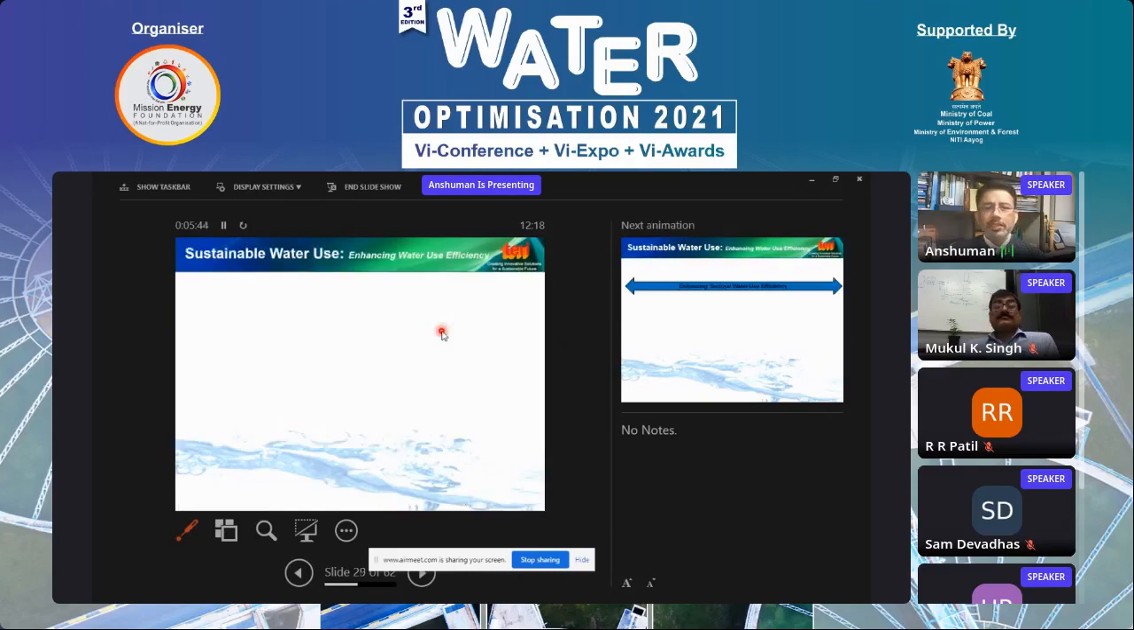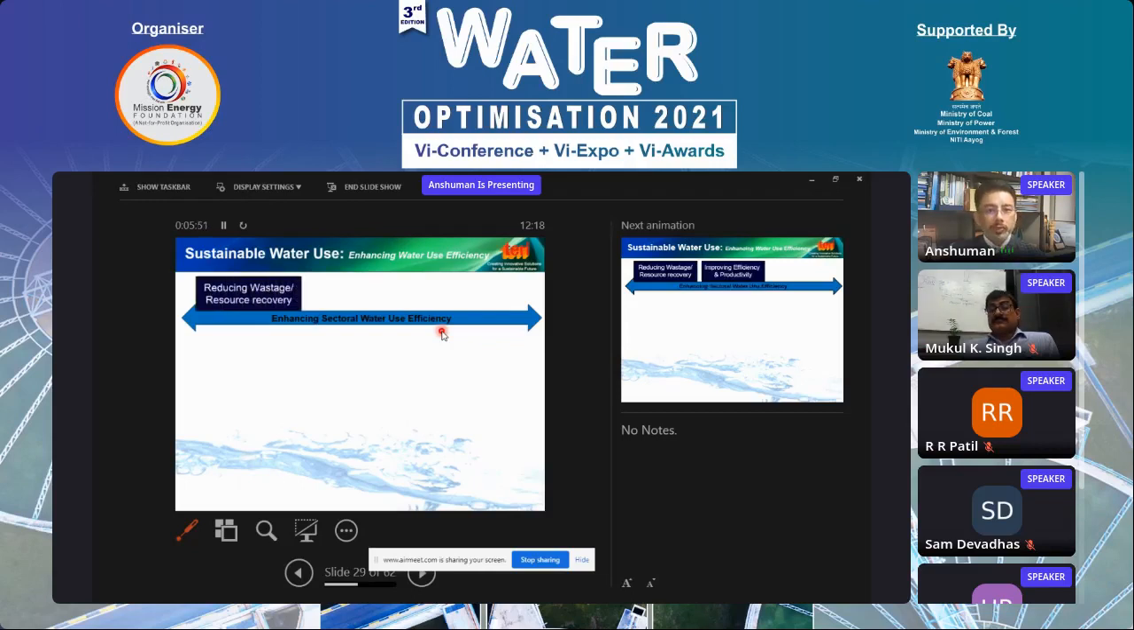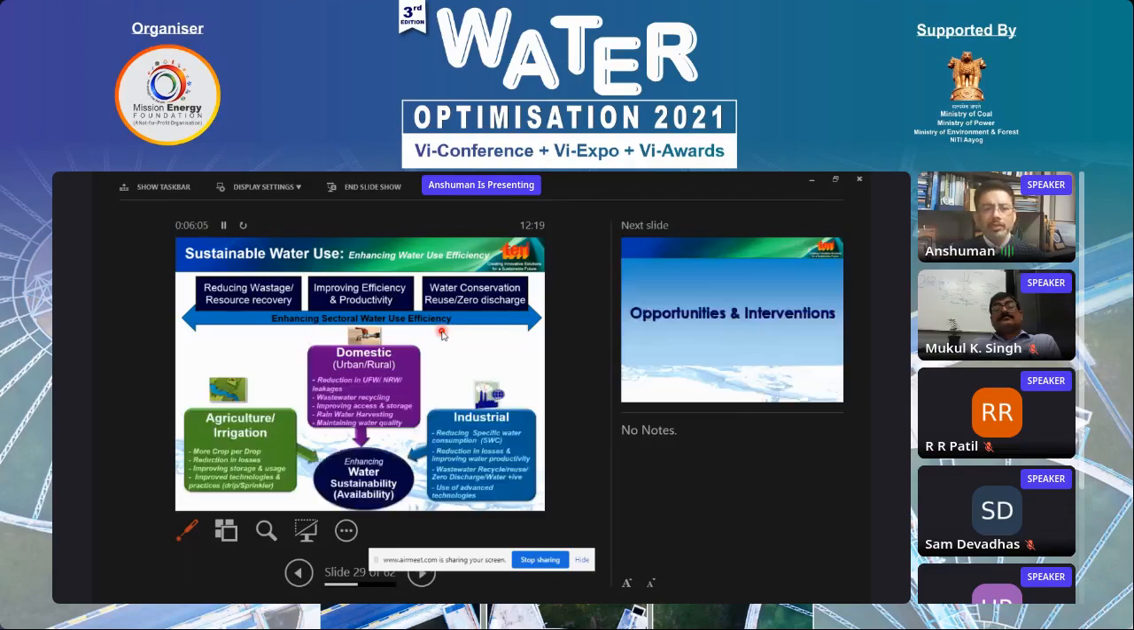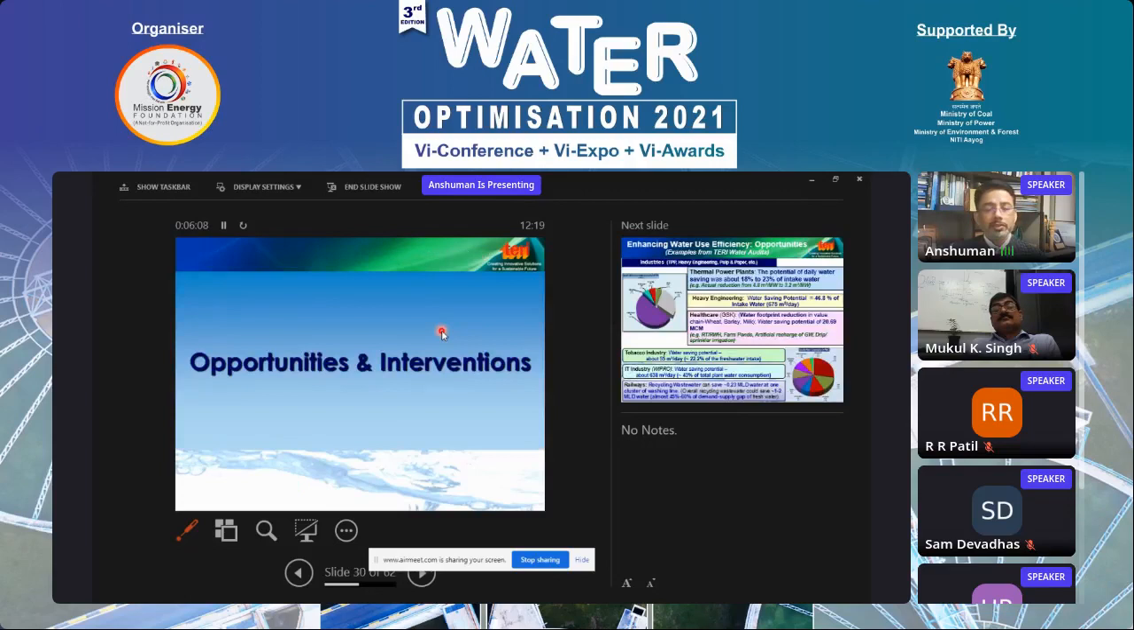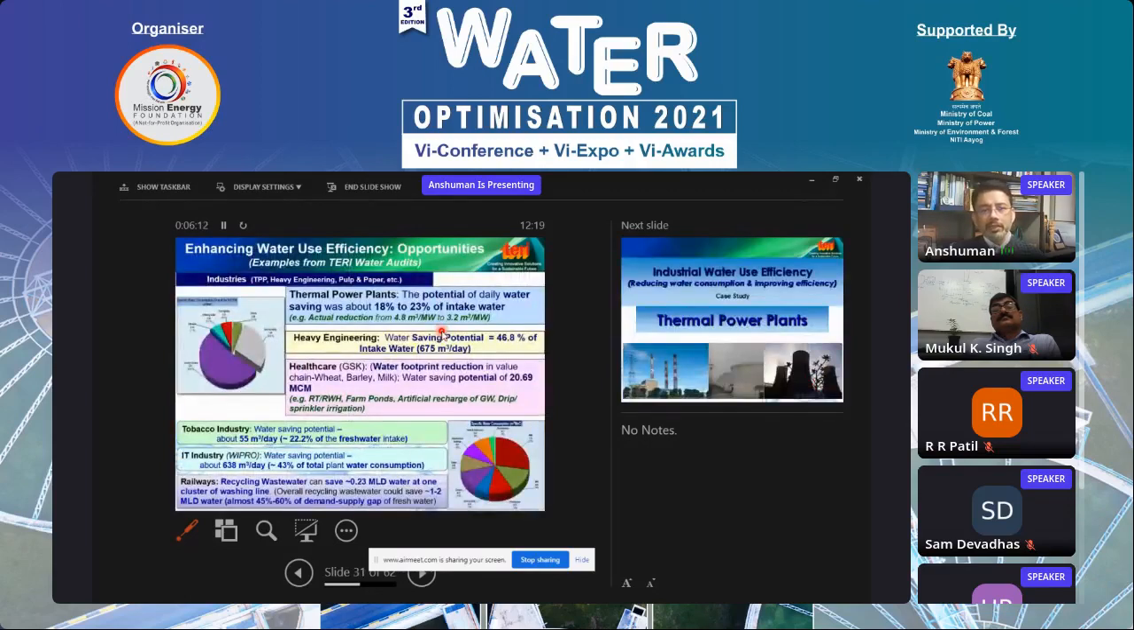What needs to be done is to look into a very comprehensive approach of enhancing water use efficiency, reducing our wastage, moving towards resource recovery, improving water use efficiency and productivity as well, and also focusing on conservation, recycle, reuse, maybe zero discharge, or moving towards a water positive state. This is required in every sector, including industries and in particular thermal power plants, because they are consuming almost 80% of the water. We have had, as I said, a lot of audits done in various sectors, and I want to share the experience that we have with the power plants.